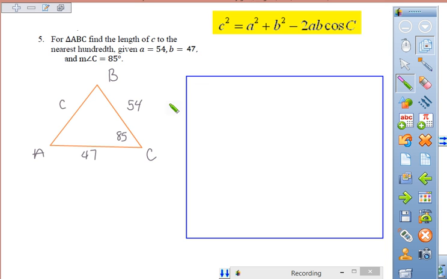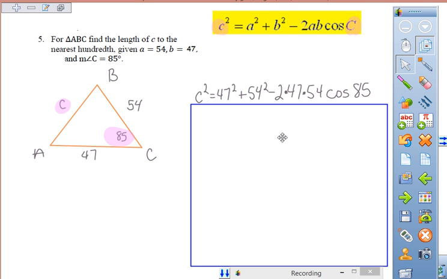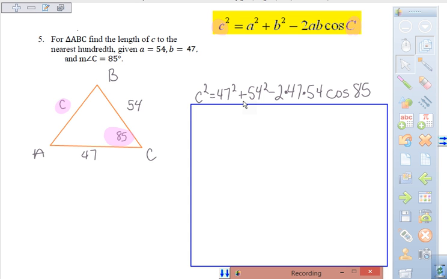So the two things that we need to check first is where is the angle and where is the side opposite it. So that's going to happen here and here in our law of cosine equation. So my setup is c squared equals 47 squared plus 54 squared minus 2 times 47 times 54 times the cosine of 85. And remember, the 47 and the 54 can be changed in order.